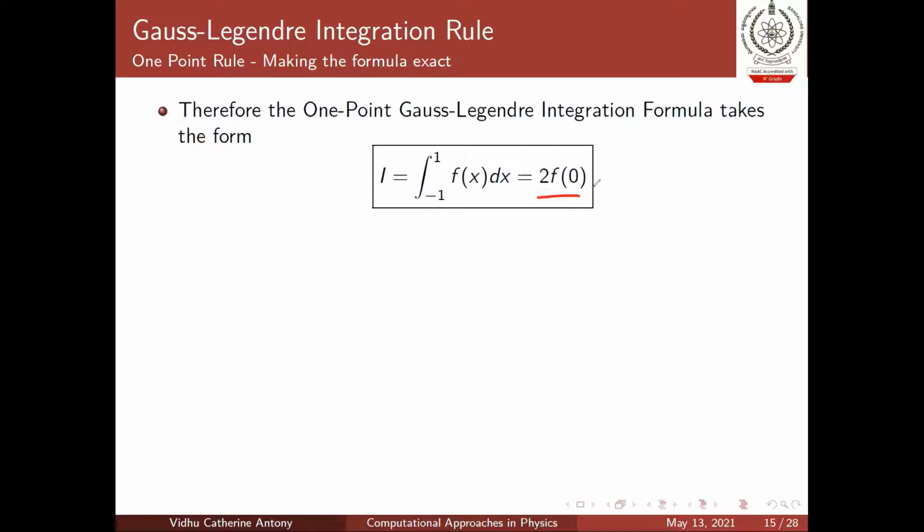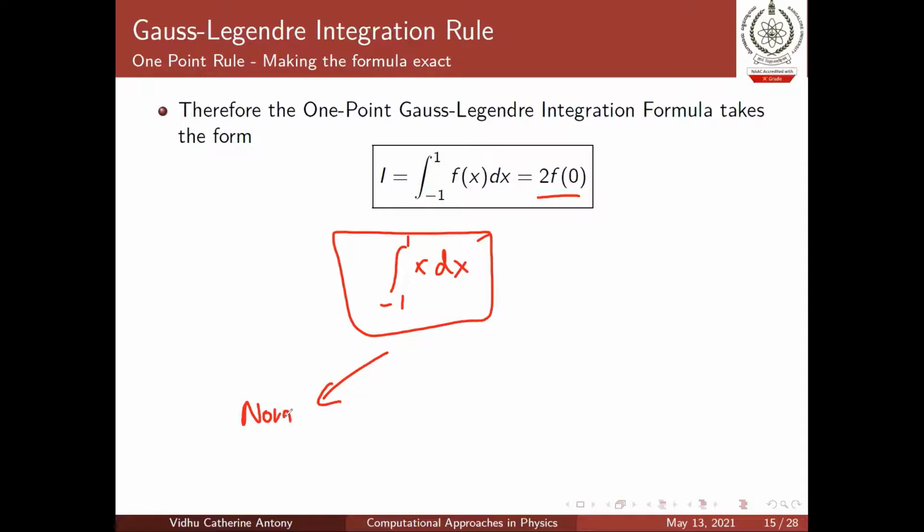Now let's say that I want to compute the integral from -1 to 1 of x dx. This is what is given to me. I can compute it either using the normal method that you know of, or I can compute it using the 1-point rule. Now I'll compute it using both. I just did this before, but I'll do it again.